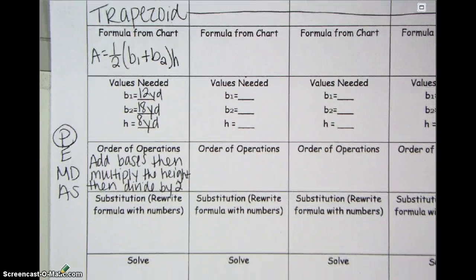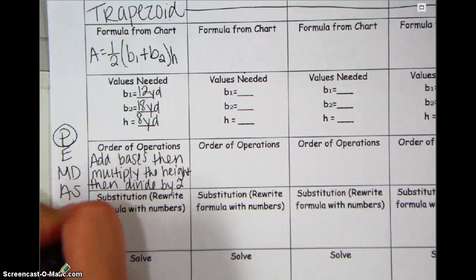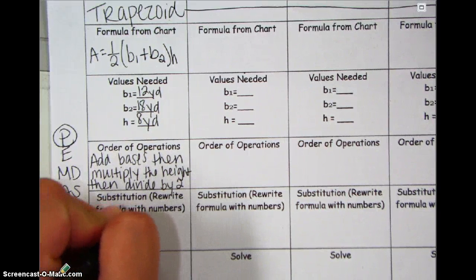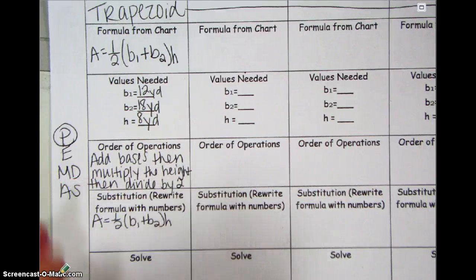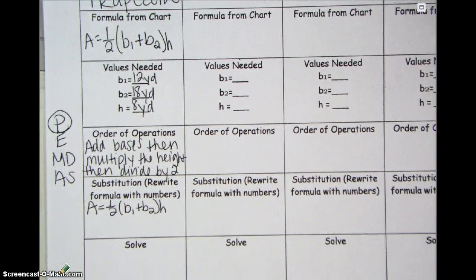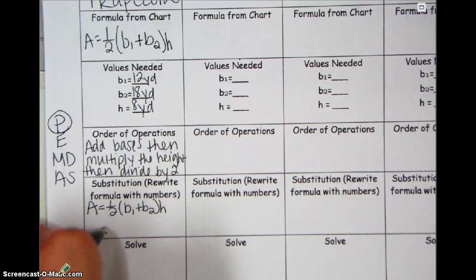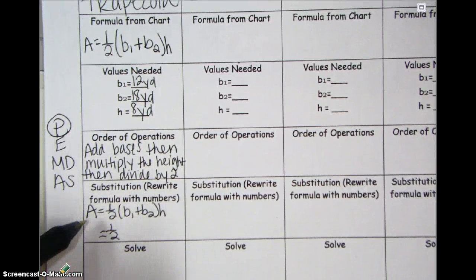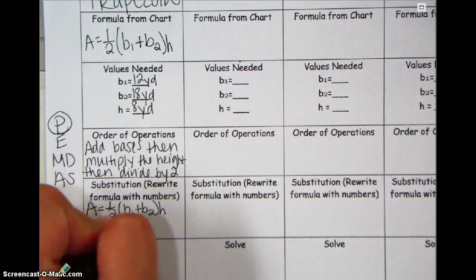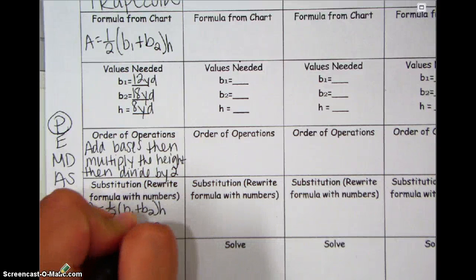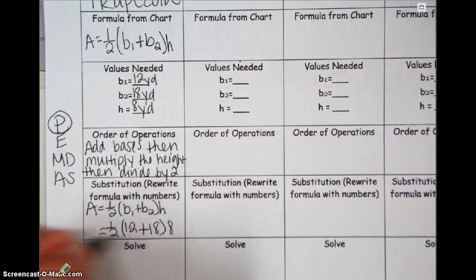Okay, now in the substitution, I do want you to write the formula again. The more we write the formula, the more familiar and comfortable we'll be with it. So the area equals 1/2 of the base 1 plus the base 2 times the height. And we're going to fill in the things that we know. Remember that you should always write your formula first, then substitute in what you know. That will make sure that you do all the steps and don't leave anything out. So I have my 1/2. We said base 1 was 12, plus my base 2, which we said was 18, times my height, which is 8.